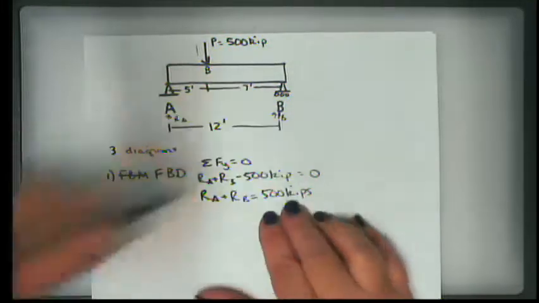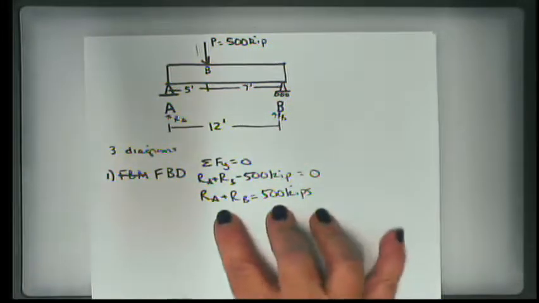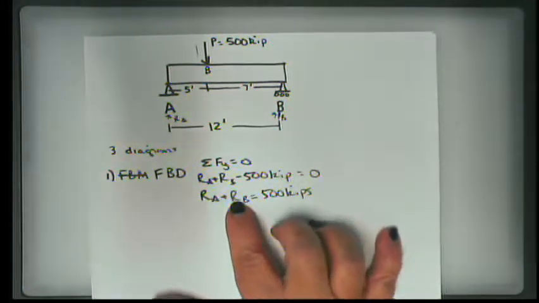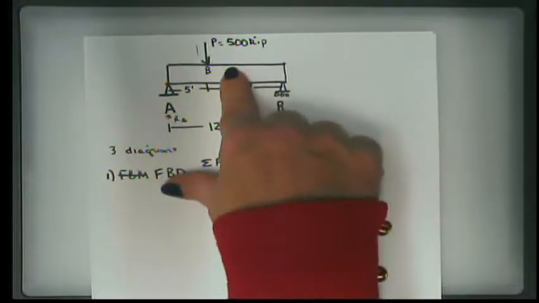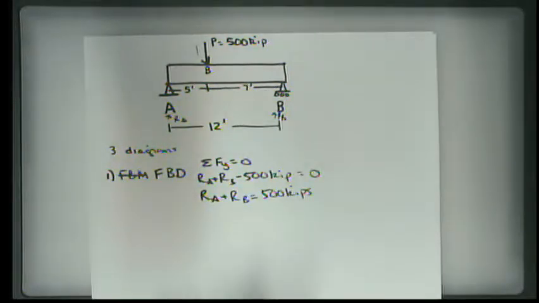Now that's true, but it's not enough. I still don't know what RA and RB are. If P were located right in the middle of the beam, it would be equally divided by symmetry. In other words, we'd have 250 kips, 250 kips. We don't. Yes? So you're just going to divide by 7 to figure out the proportion? Basically, but in terms of statics, I'm going to do a moment equation about one of the points.